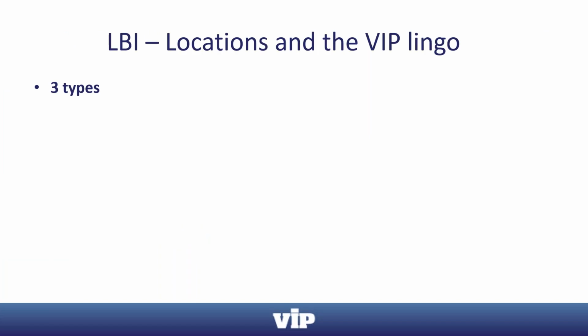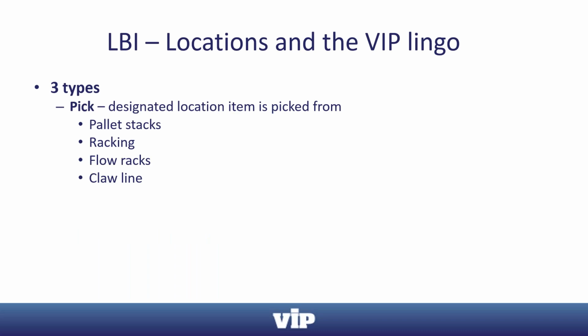Okay, so what we're going to do now is look at LBI locations and talk about in general what becomes available to us. So for any of you using Easy Pick, Easy Ops, maybe you're scanning your picking documents, you might already have pick locations designated in your warehouse, but it's also a must for LBI. Pick locations can be anything: the claw line, the flow rack, pallet stacks, racking, whatever those might be. Where are you actually going to pick the product from?